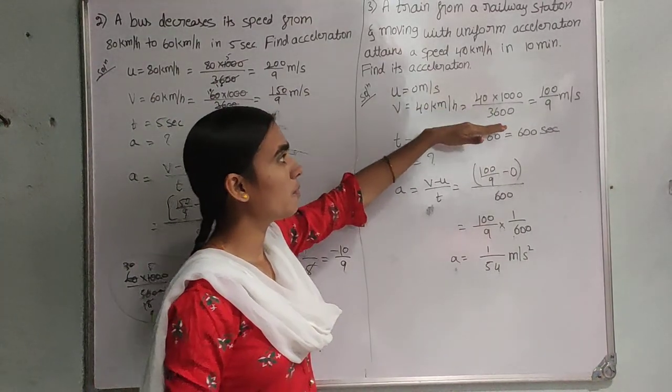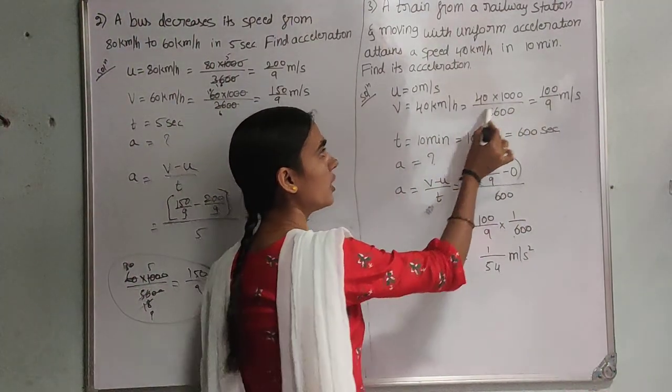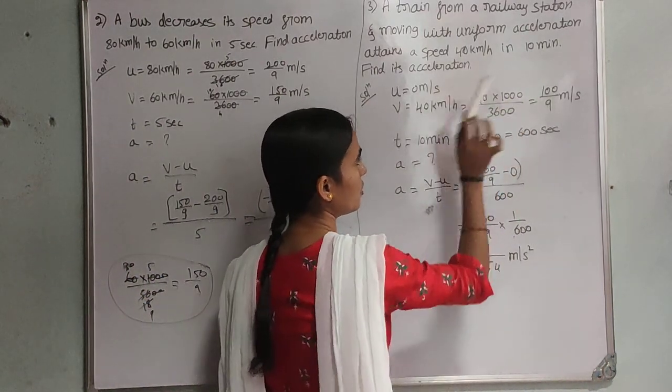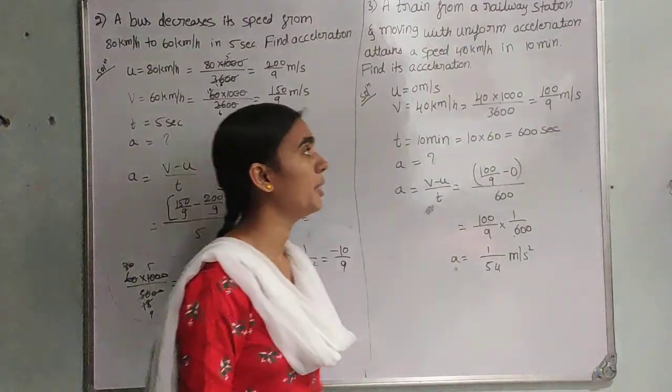This 40 kilometer per hour we have to convert in terms of meter per second, that is 40 into 1000 divided by 3600. These two zeros cancel, and we will get 100 divided by 9 meter per second.